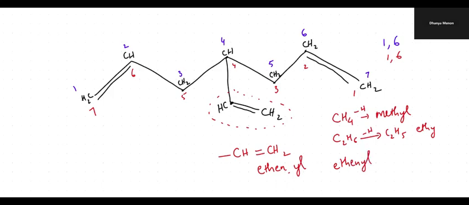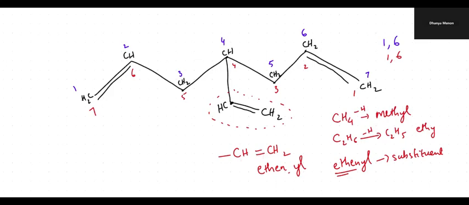Ethenyl. Okay, so this is the ethene group, but from here one hydrogen has been removed. So we write it ethenyl. Okay, so that is the substituent. I hope you understood why we wrote ethenyl. So this substituent is the ethene group from which one hydrogen has been removed.